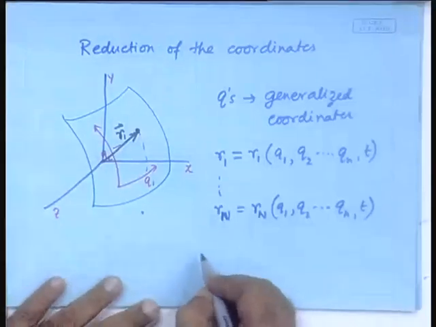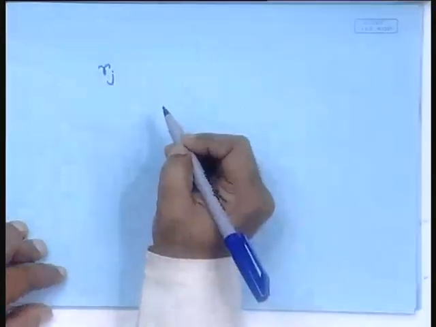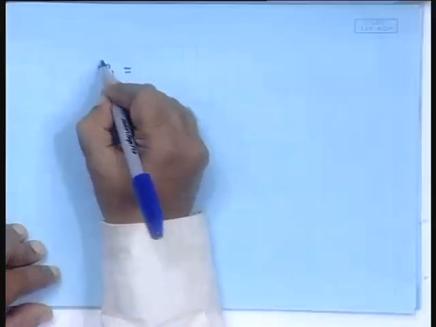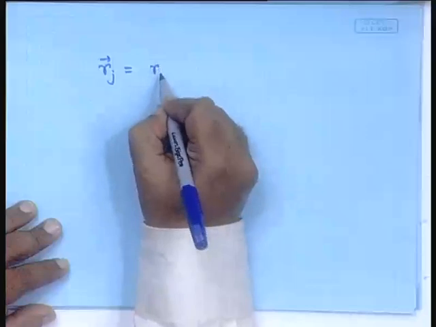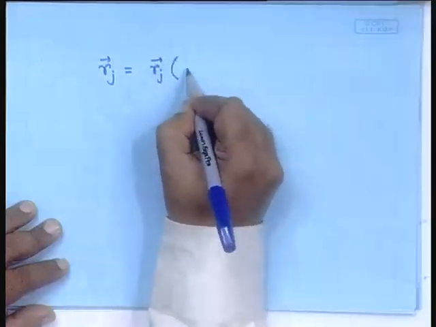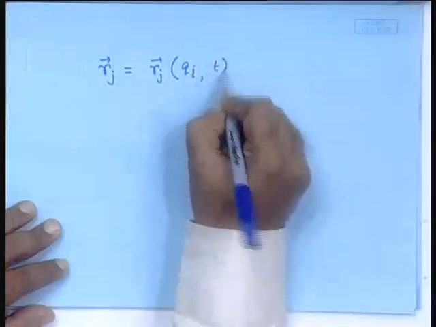So, in short, we can write then r j, the jth mass point, this is a vector, as r j of q i and time, where i goes from 1 to n.